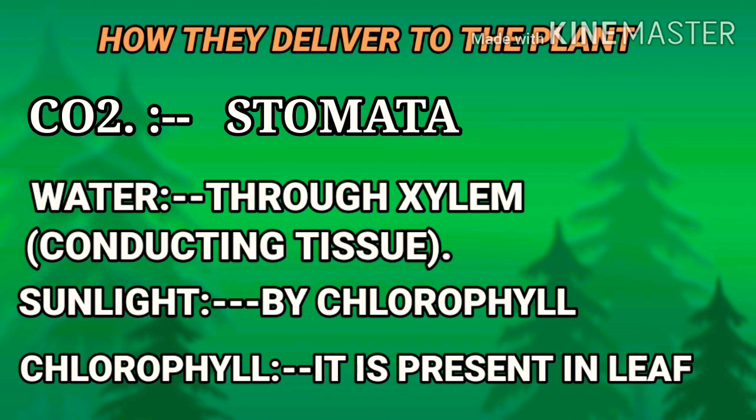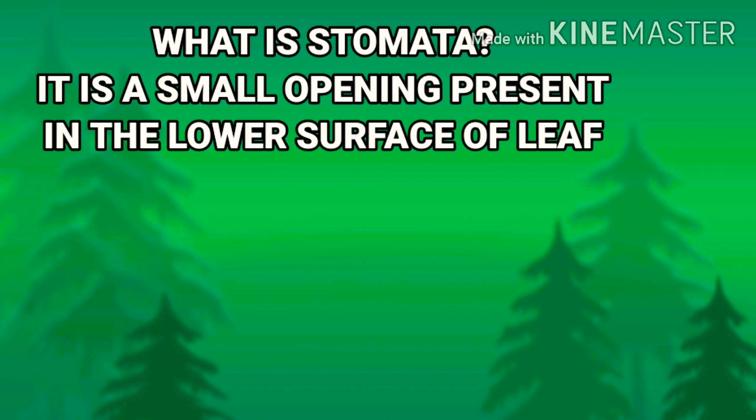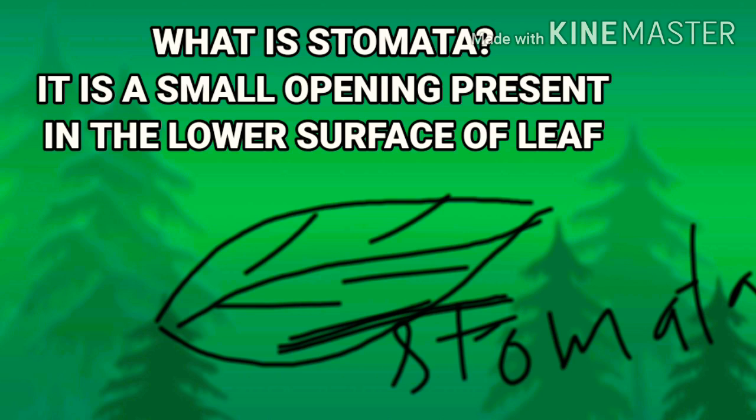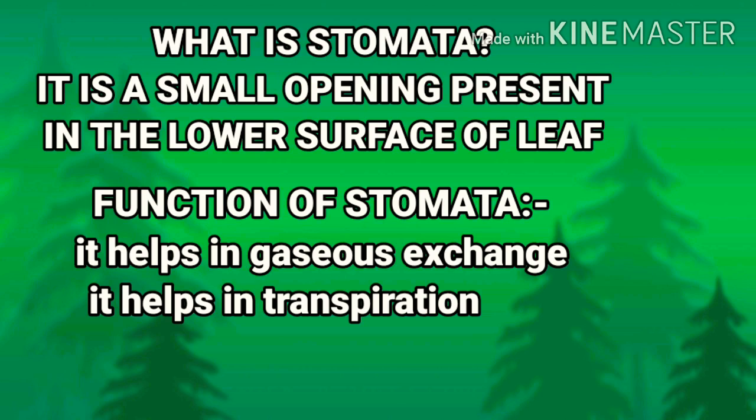Students, I would like to tell you what exactly stomata is and where it is found. Stomata is a small opening present in the lower surface of the leaf. And what is the function of stomata? Stomata helps in gaseous exchange. What do we mean by gaseous exchange? Gaseous exchange means entering of gas and exit of gas through the stomata. That is gaseous exchange. And it also helps in transpiration.